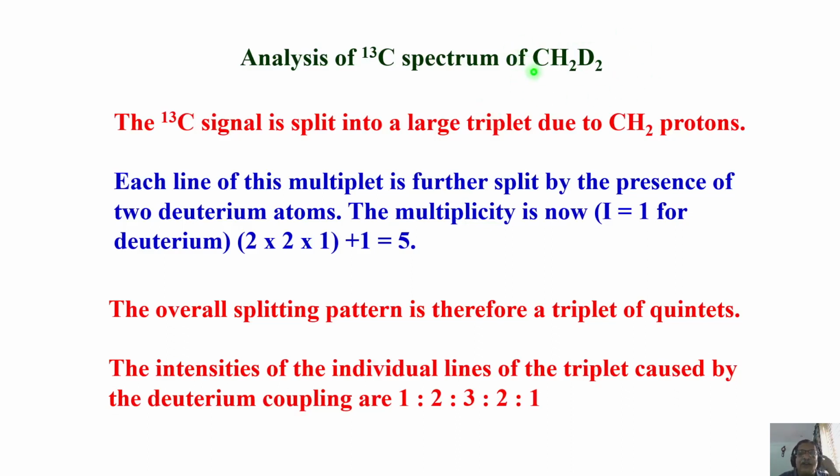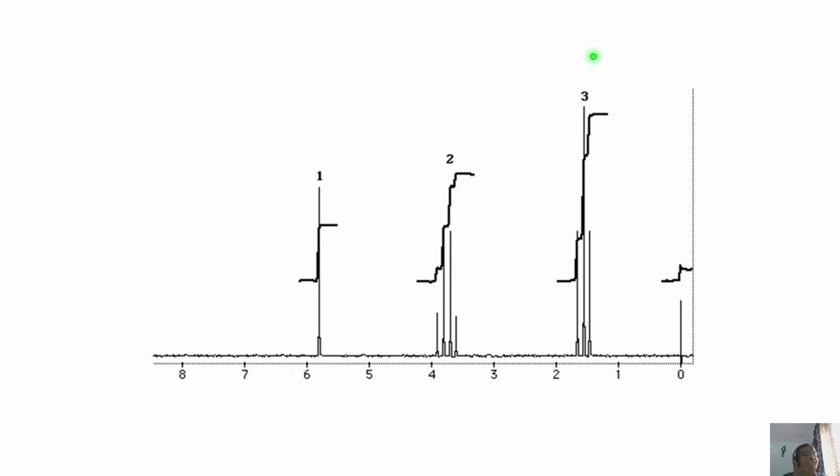Now all the three nuclei we can study here, and we can generate the multiplicities pattern. This is how we can analyze the spectrum of even a small molecule with several nuclei present. Okay. Now we will start with a simple example.